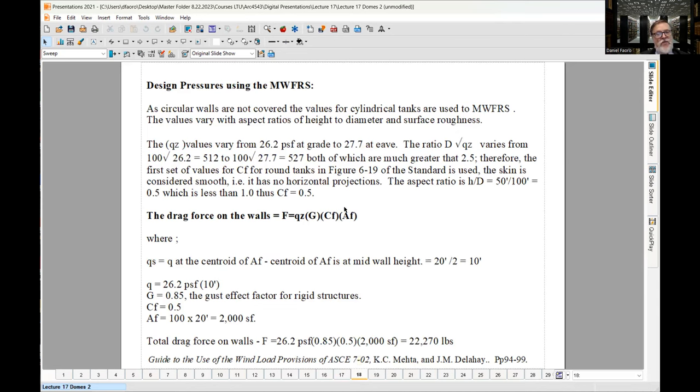What's the drag force on the walls as the vertical walls are being pushed? We've got our q, 26.2 PSF over 10 feet. Our gust factor, 0.85. Our C sub F, 0.8 for shape. And our area, total surface area of the vertical walls, 20 feet tall, 100 feet diameter, 2,000 square feet. When we push on the walls with the wind, the total drag force on the walls would be 22,270 pounds.